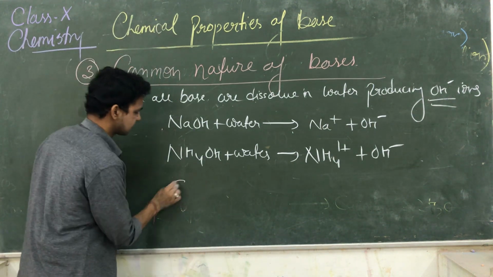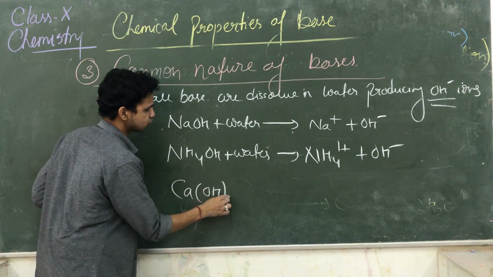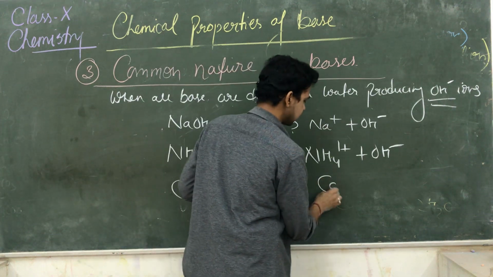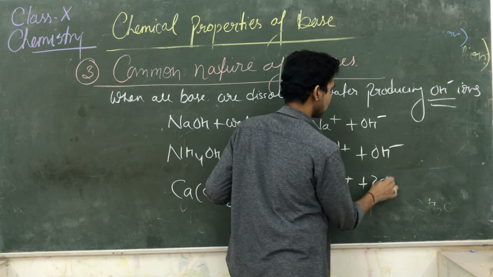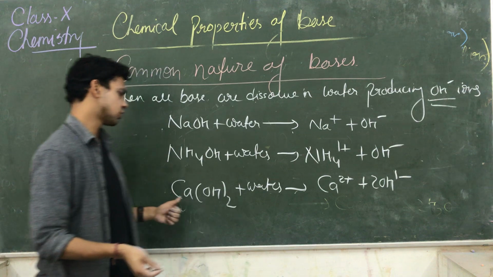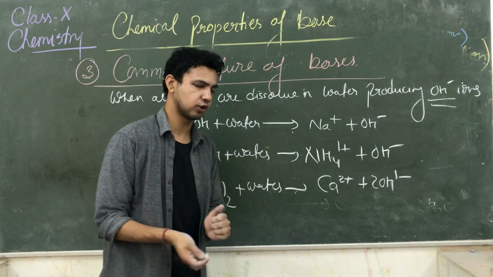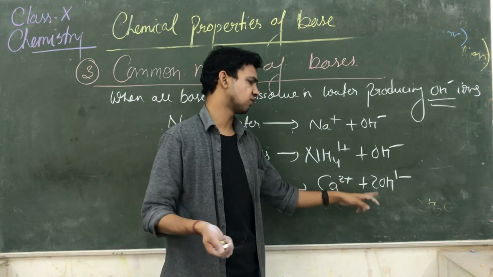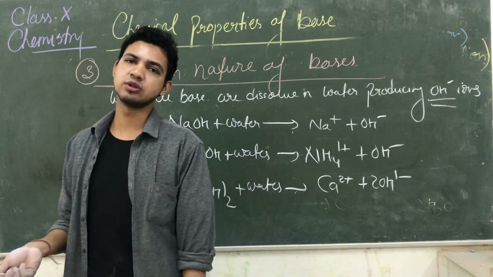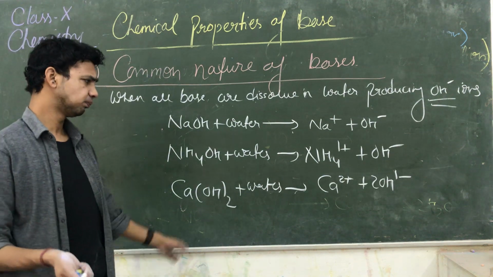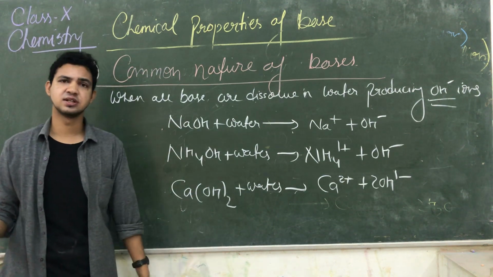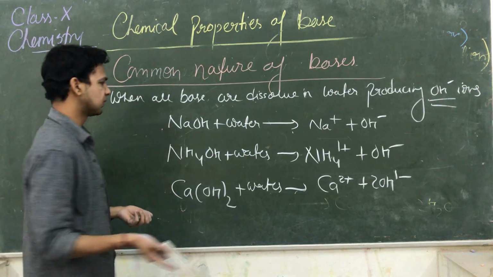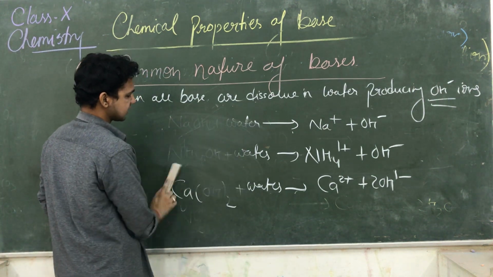The next one is Ca(OH) twice. When it dissolves in water, it gives you Ca2 plus and twice OH 1 minus. So here also, when calcium hydroxide is dissolved in water, it gives you two ions of OH negative. So it means calcium hydroxide is also which nature? Basic in nature.